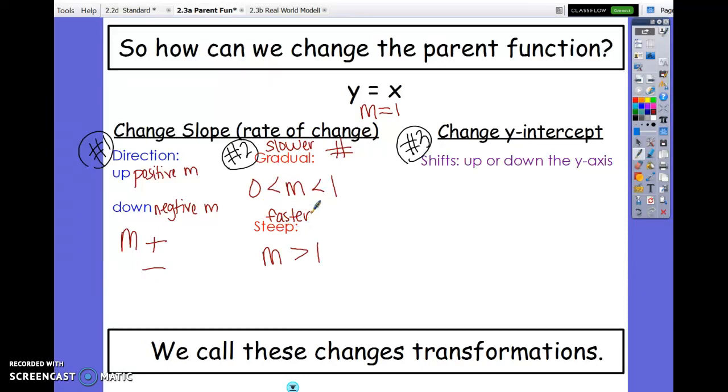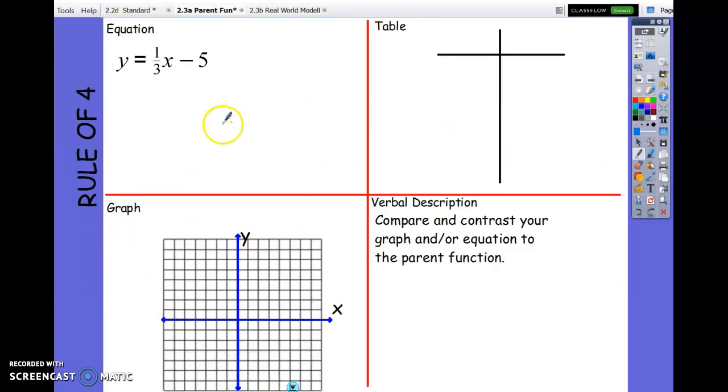That third transformation is talking about the change in the y-intercept. Our graph can shift up or down on the y-axis. That y-intercept doesn't have to be at 0, 0. So these are our 3 transformations: the direction of your line, how fast or slow it is changing, and the y-intercept, meaning how far up or down the y-axis it is. These are your transformations. Let's look at an example.